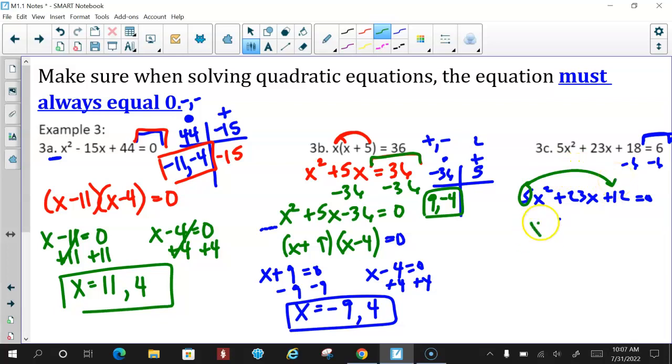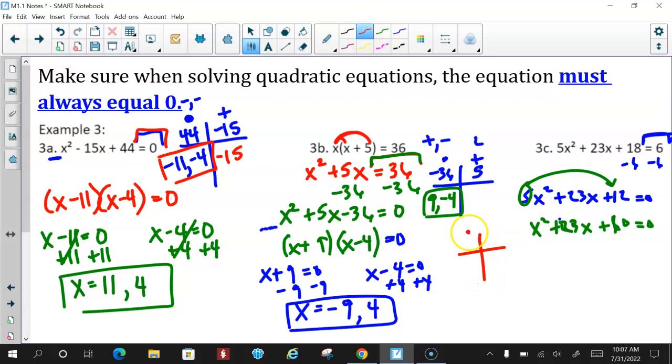So here I've got x squared plus 23x plus 60. So 23x plus 60 is equal to 0. Now we can set up our table.